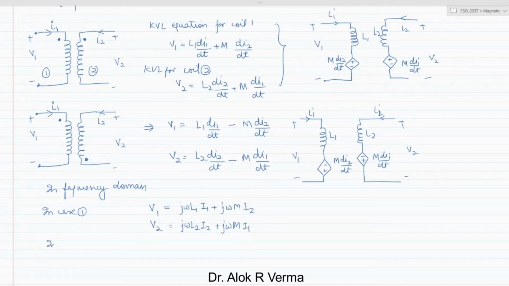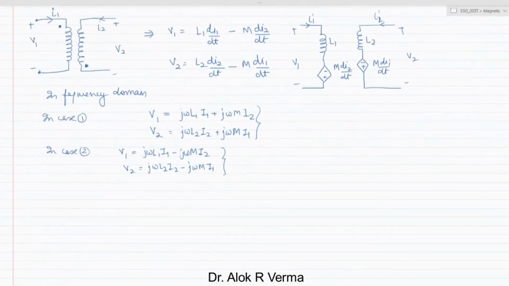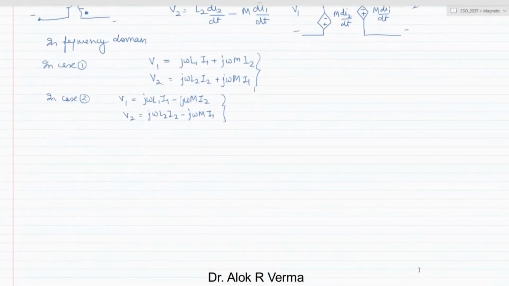and in case 2, in the frequency domain V1 will be nothing but j omega L1 I1 minus j omega M I2, and V2 will be j omega L2 I2 minus j omega M I1. So these are the frequency domain representations of the same voltages, or the KVL equations, in case 1 and case 2 respectively.